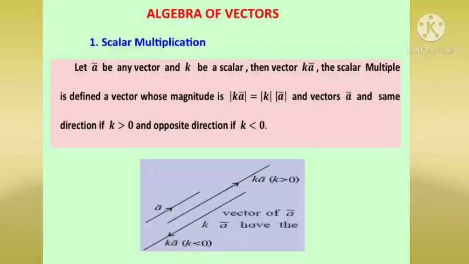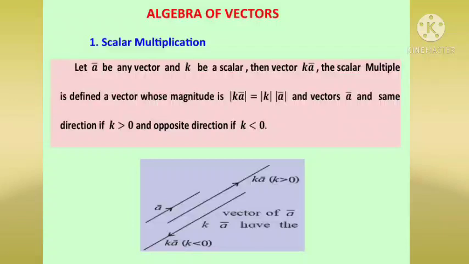Here you have to consider one vector a bar and one scalar k. So k into a bar will be called the scalar multiple of vector a bar. You can see above. And what will be the magnitude of this new vector? It will be modulus of k into a bar, which is the same as modulus of k into modulus of a bar. Yes, we all know that when we multiply a scalar with a vector, we will get a vector quantity only. So k into a bar is also a new vector.